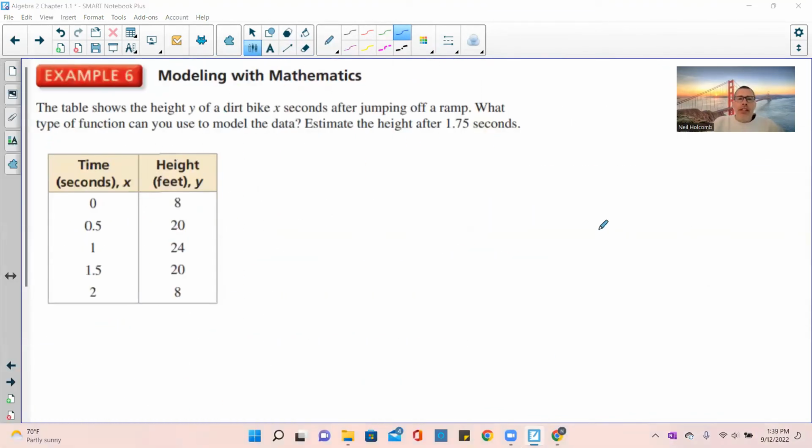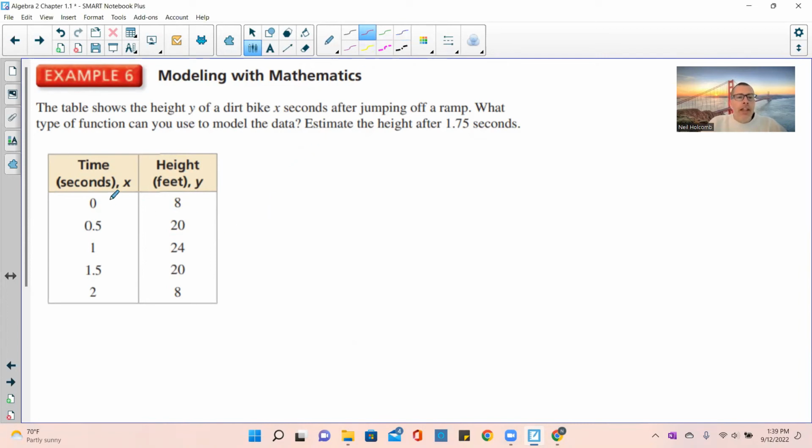Okay, example 6, modeling with mathematics. The table shows the height y in feet of a dirt bike, x seconds after a jump off the ramp. What type of function can you use to model the data? Estimate the height after 1.75 seconds. Okay, so they're asking us to do a couple of things here. First of all, I'd graph these points to see what type of function it could be, to see what it looks like.